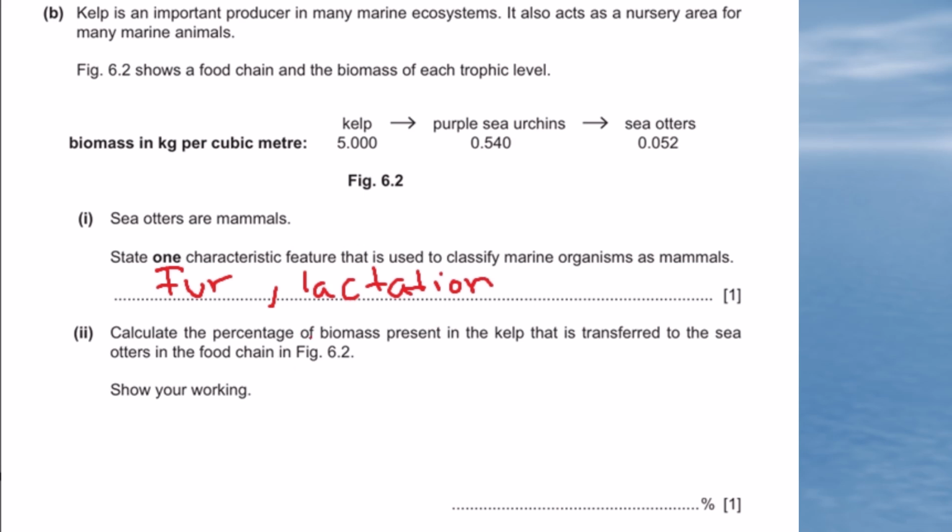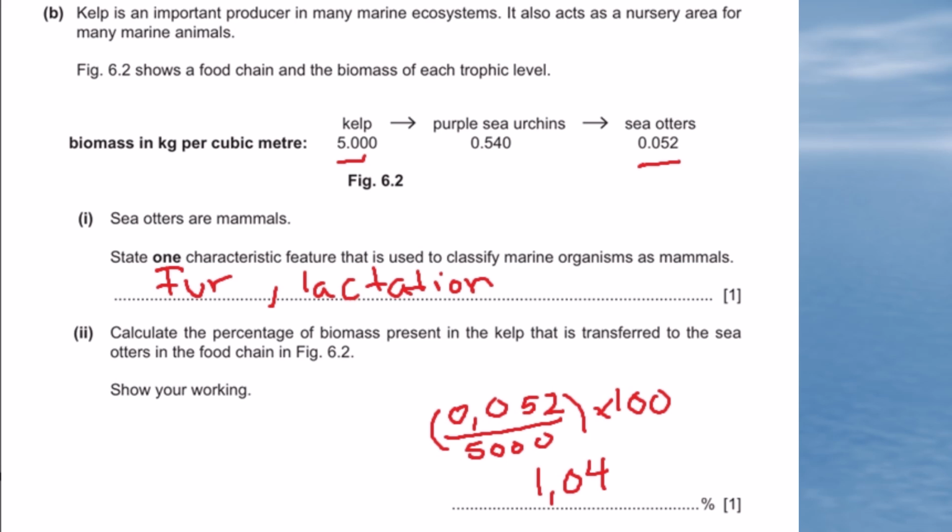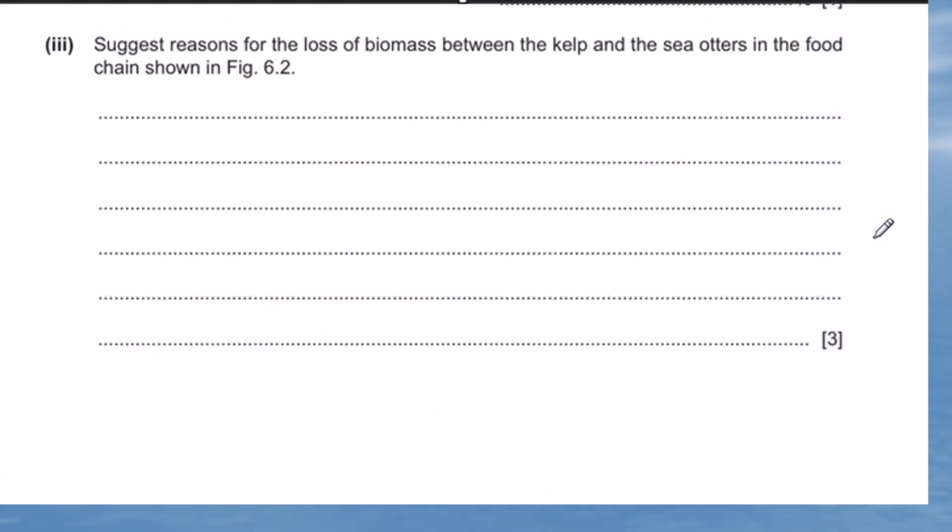Okay, then we are asked to calculate the percentage of biomass present in the kelp that is transferred to the sea otter. In this case here, we have 0.052 in the sea otter, and we have our 5,000 here. But since we want it in percentage, we multiply by 100, which gives us 1.04%. As we can see, there is energy loss between the kelp and the sea otter, so we lose about 90% on each step. This is the classical 10% rule.